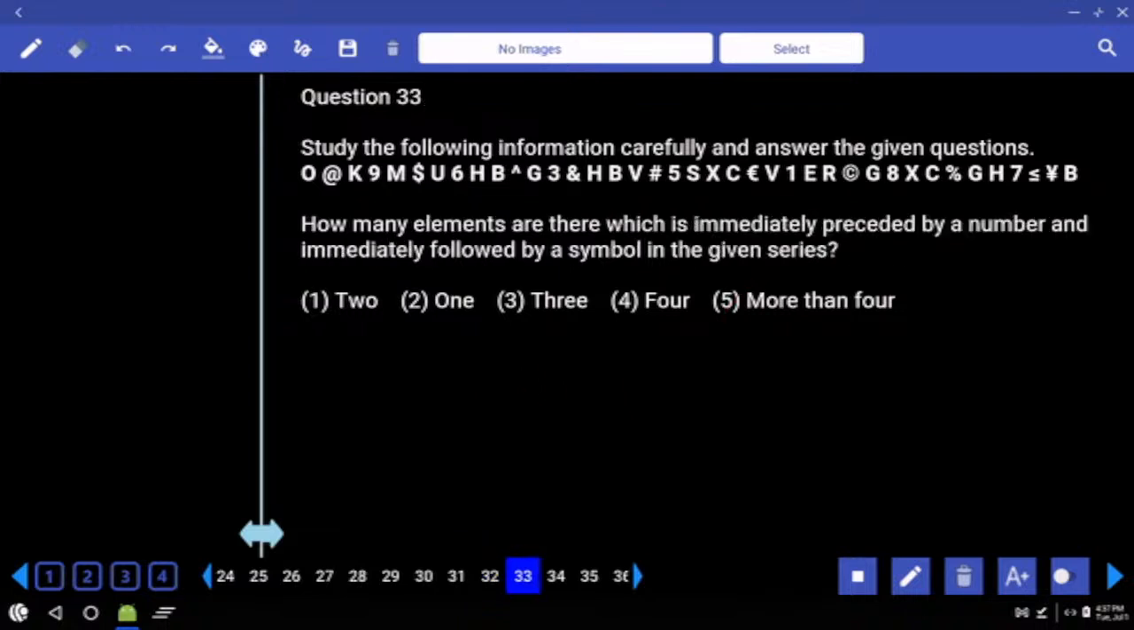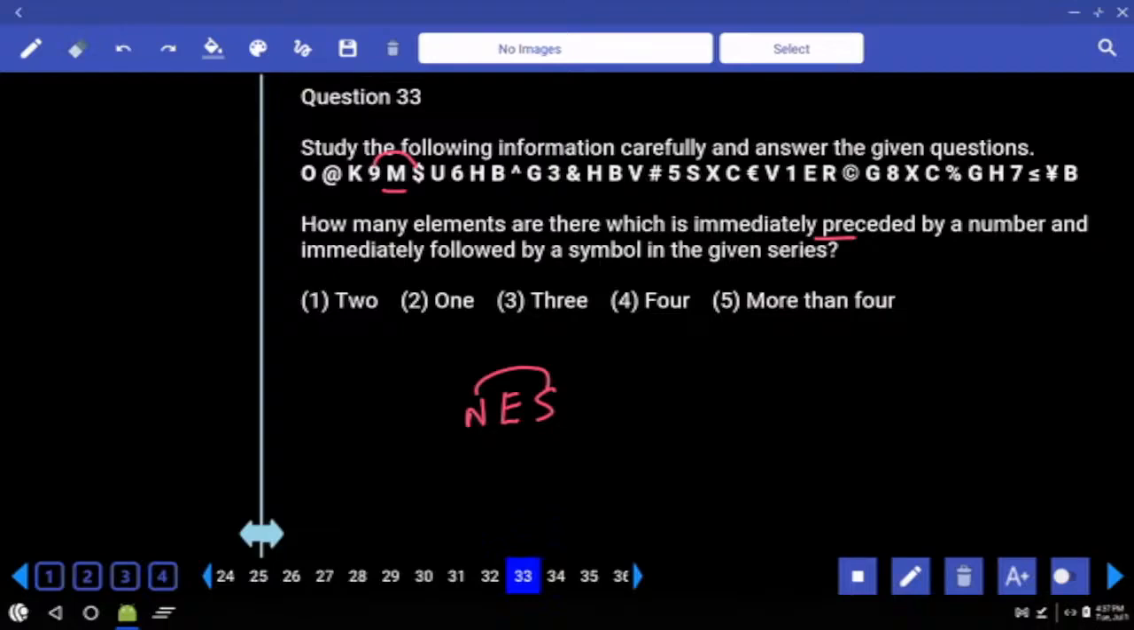Then 33. How many elements are there which are immediately preceded by a number and immediately followed by a symbol? Hence, in the alternate places, you need to have a number and a symbol. Number and a symbol in the alternate places. Now, this is an element preceded by a number and followed by a symbol. Then the next one. Alternately, you need to have a number and a symbol.